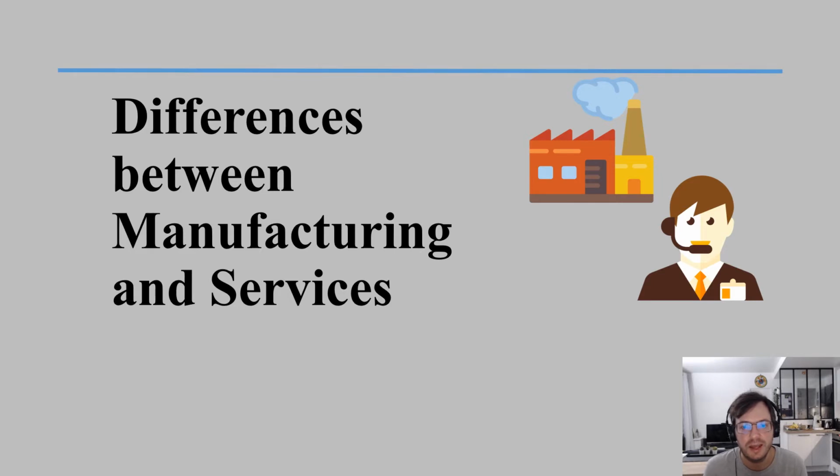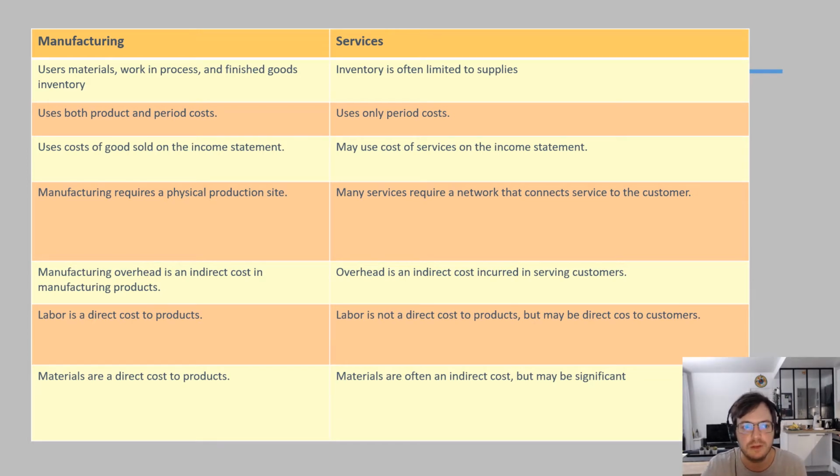So first of all, I know that in the past videos I spoke a lot about manufacturing, but when it comes especially to services, there's a couple of differences that are important for us to understand. For example, manufacturing uses materials, work in process, and finished goods inventory. But in terms of services, normally the inventories are very limited to the supplies you need. For example, a hotel will have inventories, yes, but typically they don't represent a big majority of the cost of their products. And there are other services where you don't have all these inventories.